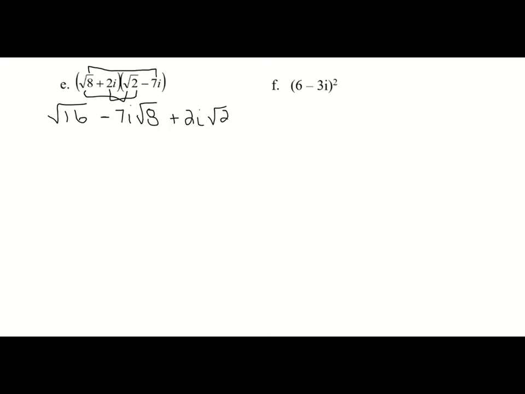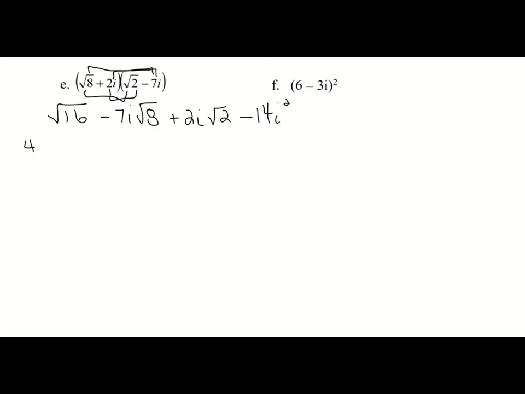And then our last two terms, 2i times negative 7i will give me negative 14i squared. So now we're going to simplify this. I'm going to start off with the easy part. The square root of 16, I know, is 4.